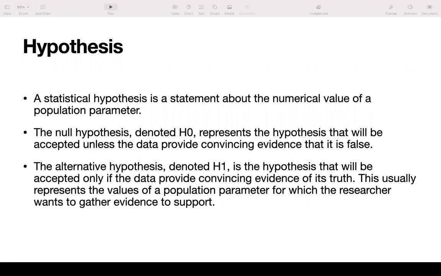Let's first introduce hypothesis. A statistical hypothesis is a statement about the numerical value of a population parameter. The null hypothesis, denoted H0, represents the hypothesis that will be accepted unless the data provide convincing evidence that it is false. The alternative hypothesis, usually denoted by H1, is the hypothesis that will be accepted only if the data provide convincing evidence of its truth, and it usually represents the values of a population parameter for which the researcher wants to gather evidence to support.